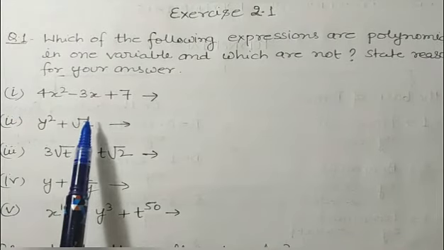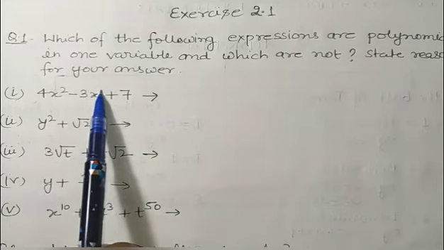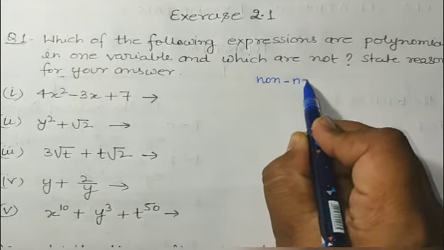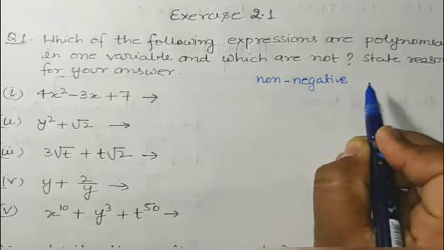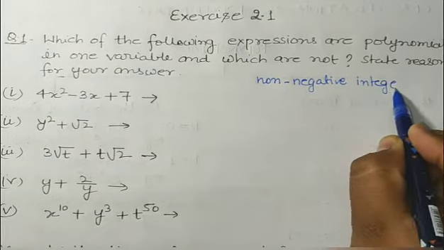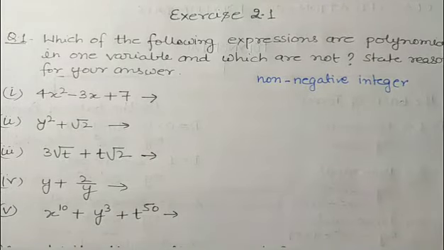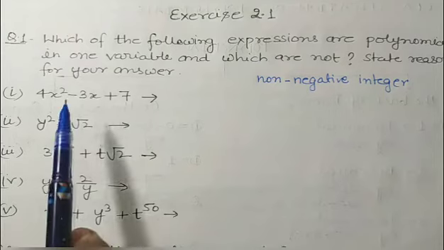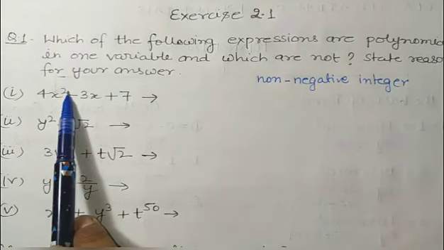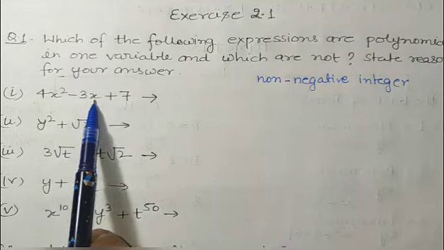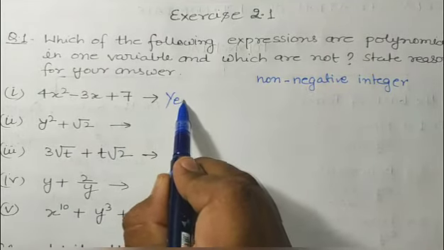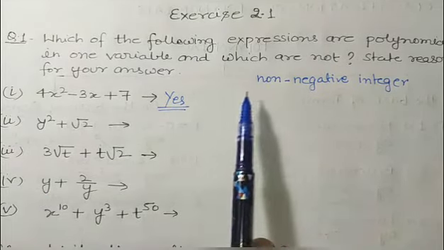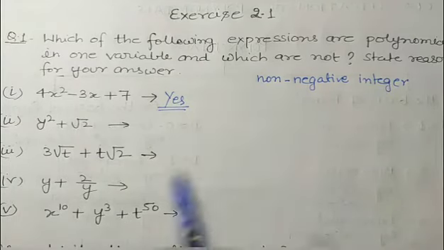What do you have to see? You have to see that the power of variable should be a non-negative integer. Here the power of variable is 2, which is an integer as well as positive. So yes, it is a polynomial. For the reason you will write that yes, it is a polynomial because the power of x is a non-negative integer.